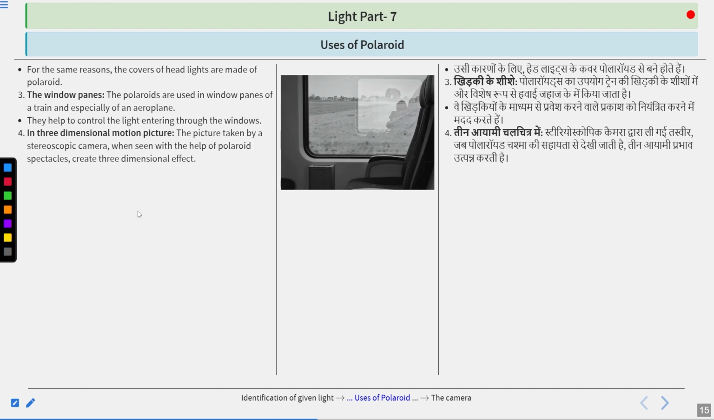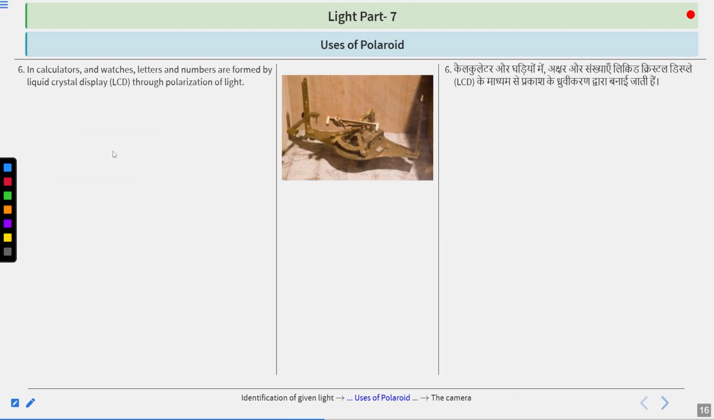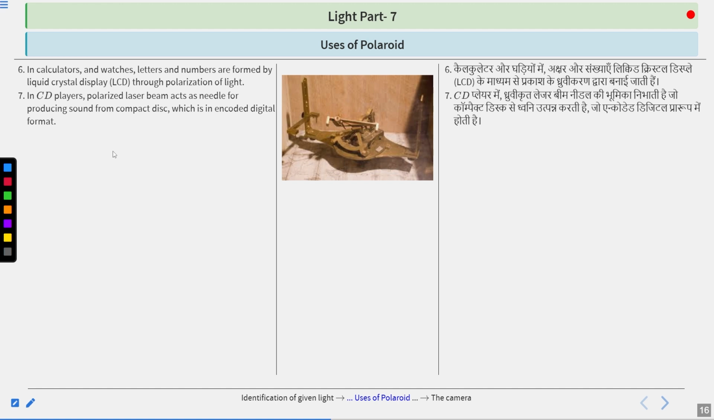Thereafter, in three-dimensional motion pictures, the picture taken by a stereoscopic camera, when seen with the help of Polaroid spectacles, creates the three-dimensional effect. Polaroids are used to improve color contrast in old oil paintings also. Now, in calculators and watches, letters and numbers are formed by liquid crystal display through the polarization of light. In CD players, polarized laser beams act as a needle for producing sound from the compact disc, which is in encoded digital format.